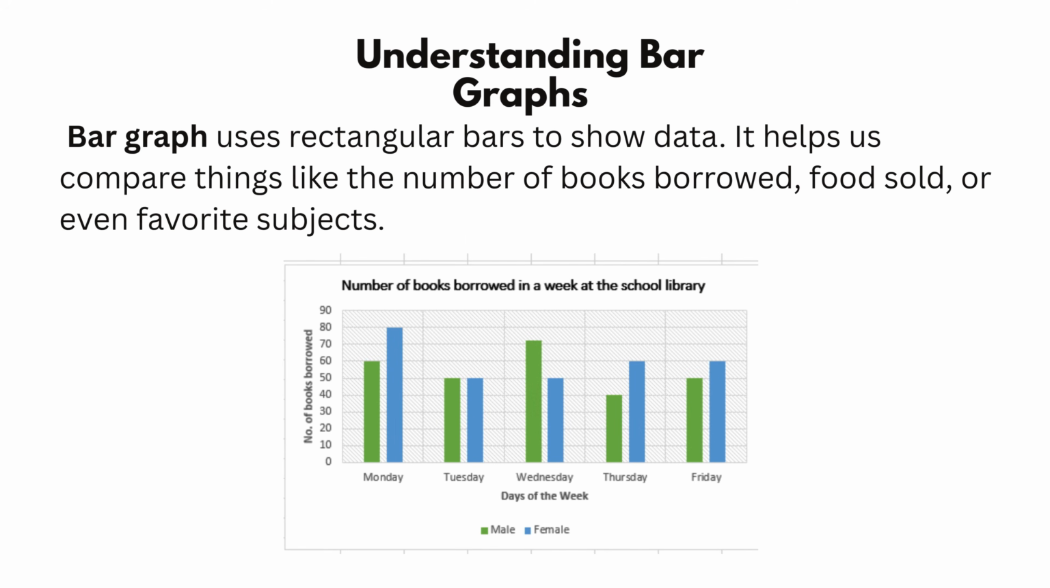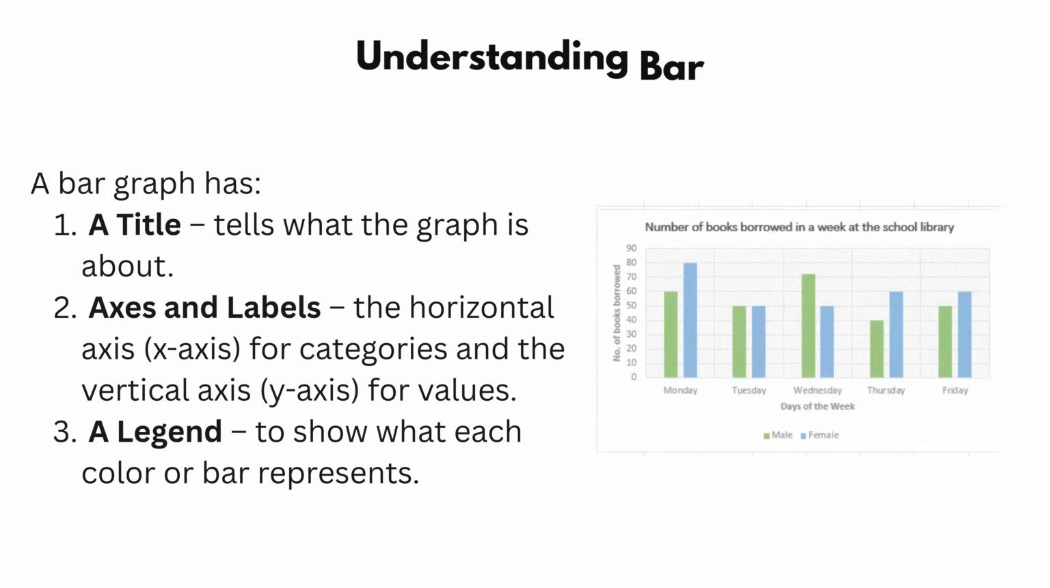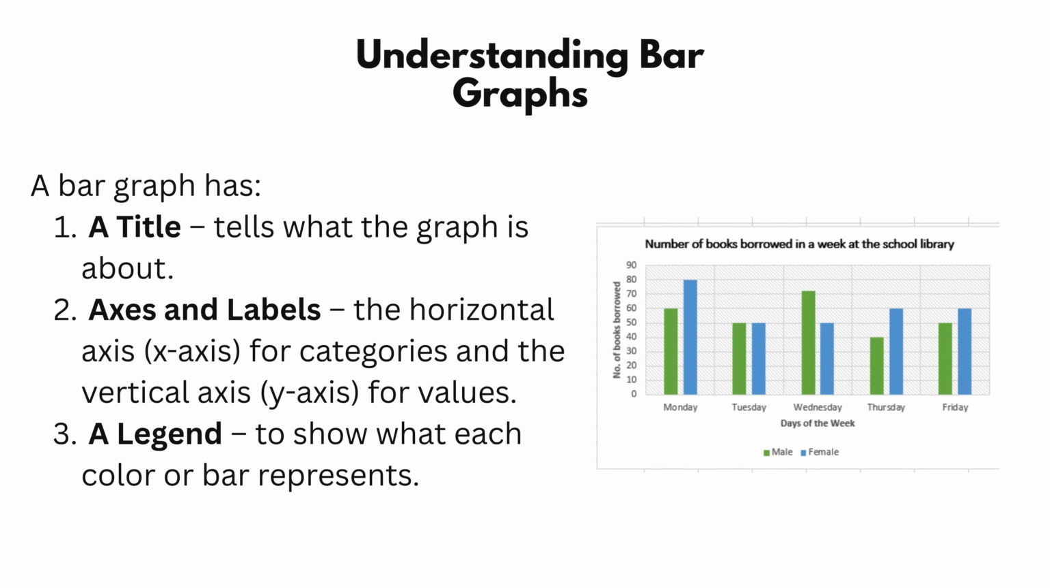Before we double it, let's recall. A bar graph uses rectangular bars to show data. It helps us compare things like the number of books borrowed, food sold, or even favorite subjects. A bar graph has: 1. A title, which tells what the graph is about. 2. Axes and labels: the horizontal axis, x-axis, for categories, and the vertical axis, y-axis, for values. 3. A legend, to show what each color or bar represents.